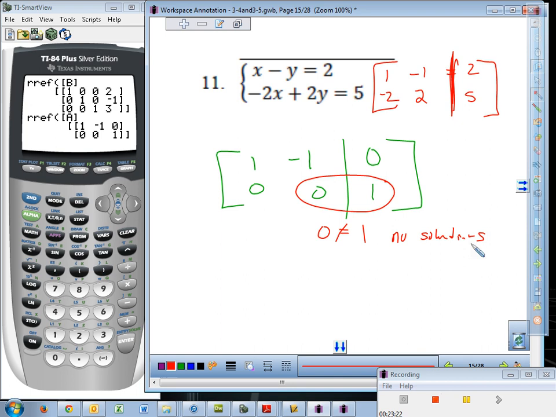How come there's no solutions? What would that mean about these 2 lines right here? What would that mean? Parallel lines. No solutions. Parallel lines. Because there were not 1s diagonally, that means that there was either infinite solutions or no solutions to this system. How did I determine? I looked at these 2 particular numbers right here. This says 0 equals 1, which is not true. Consistent or inconsistent?